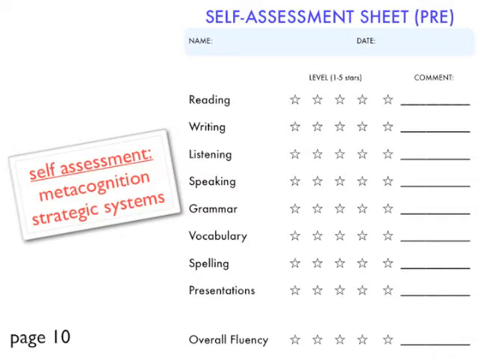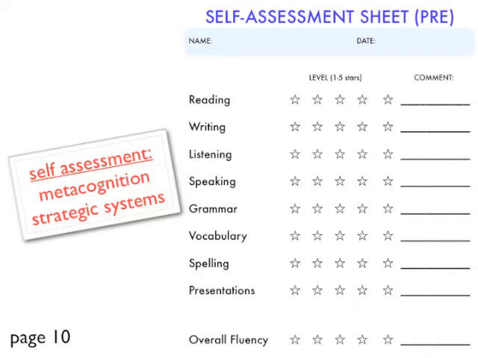There is no specific provided criteria for the students to work with. They just think about these things on their own. How good is my speaking? How good is my grammar? How about my vocabulary, spelling? How well do I do presentations? And what is my overall fluency?